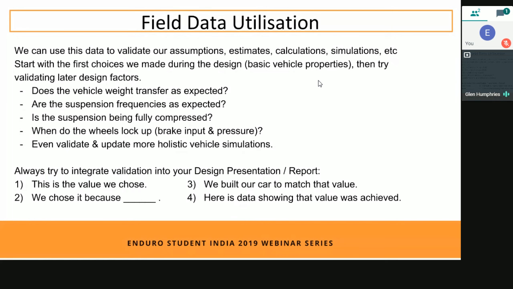But if it all went to plan, here is data showing that the value was achieved. Or if it wasn't, showing what went wrong. Why wasn't the value achieved? Why didn't you end up using that ground clearance? And what have you done to address that?